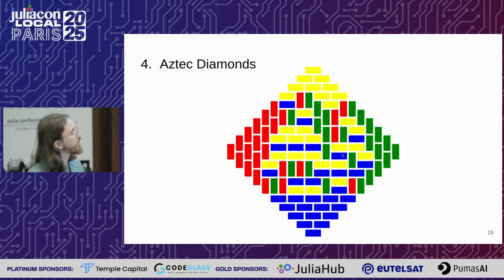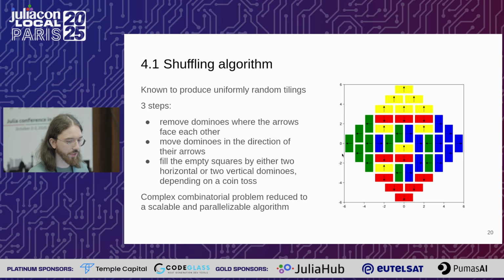But this is already quite interesting, I think. So now we're going to be looking at random assortments of these domino tiles. And there's an algorithm called the shuffling algorithm, which is really quite interesting, and it's known to produce uniformly random tilings. There's basically just 3 steps to this algorithm.